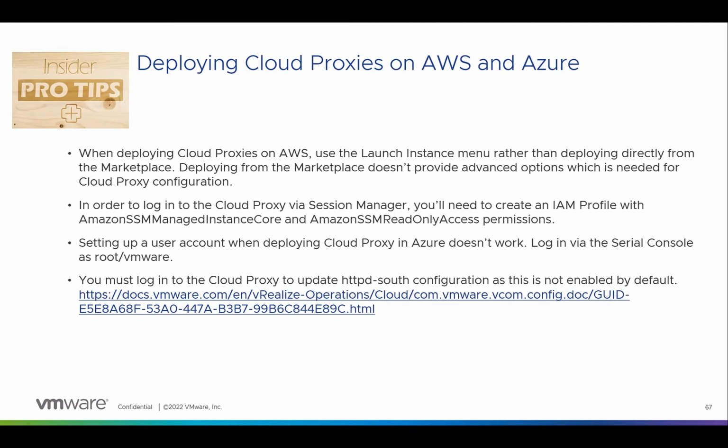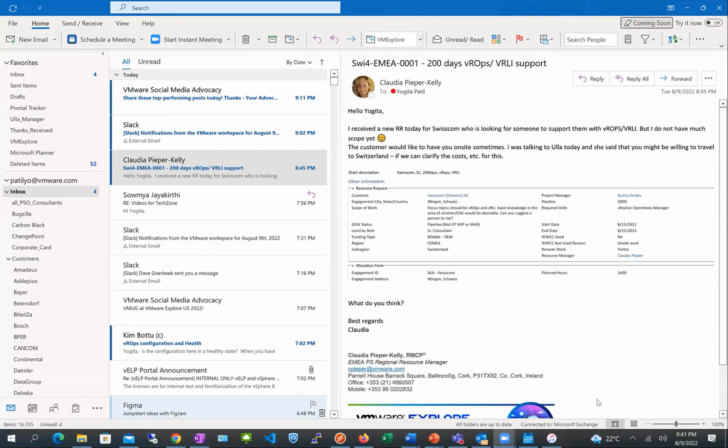And then the last thing here is just make sure you update that HTTP South configuration file. That's what's needed to get the open source Telegraf agents to work. And I think that's all I have. Hand it over to you, Yogita.